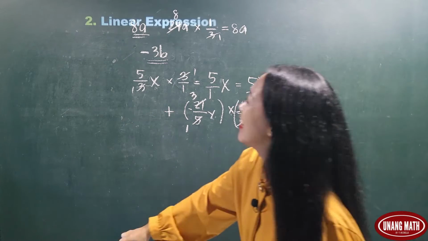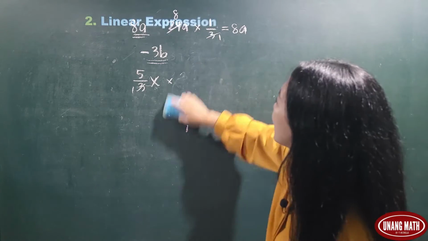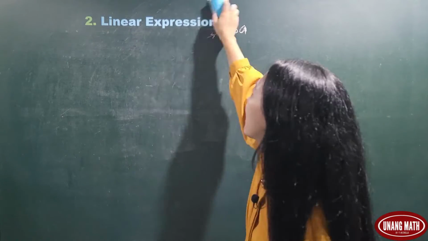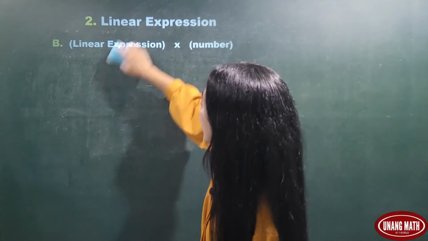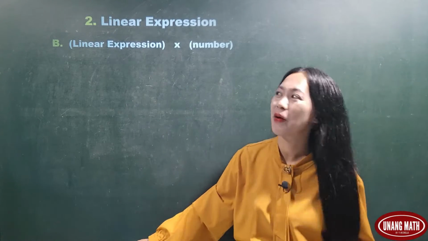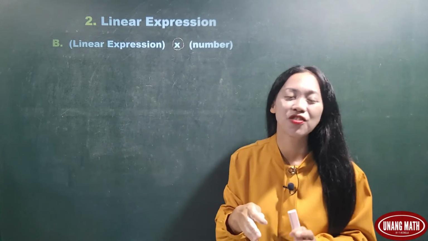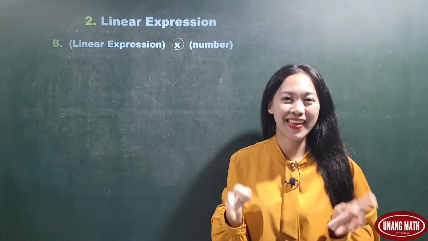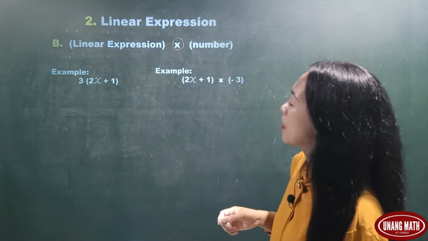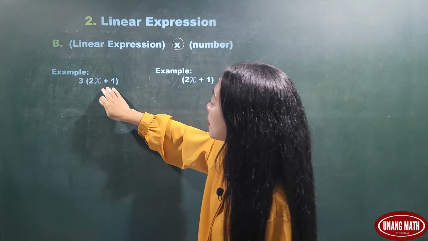Okay, this time, let's move on to multiplication and division of linear expressions. Let's start with a linear expression times a number. Again, for multiplication, we can just interchange or reorder the given and the answer is still the same. Example, 3 times (2x + 1).